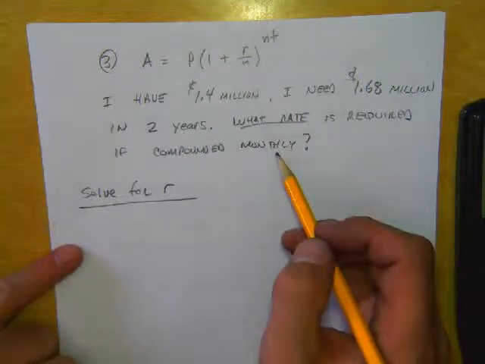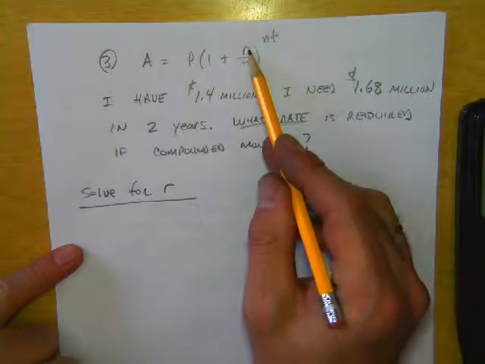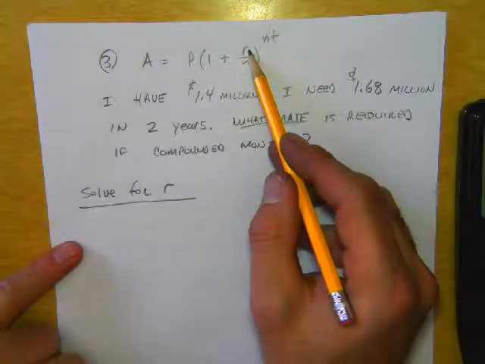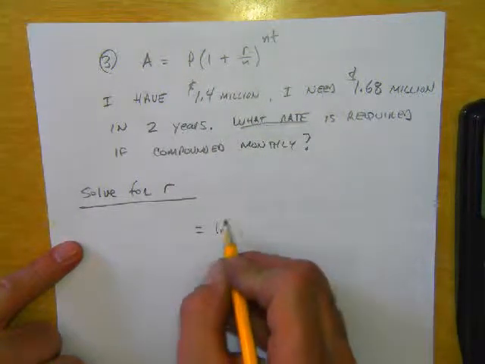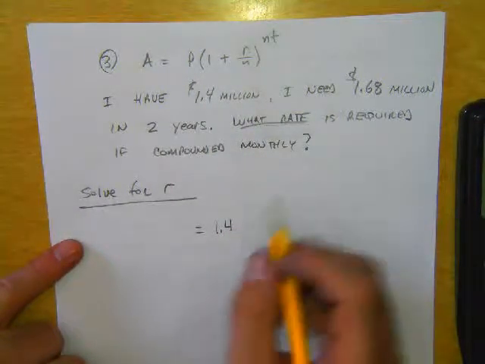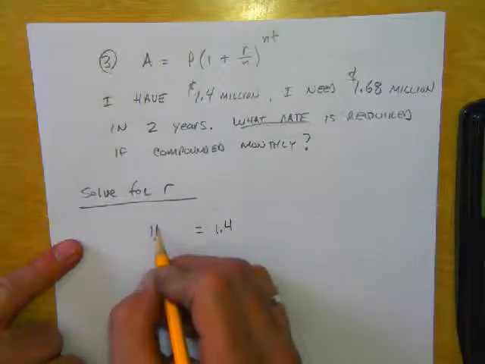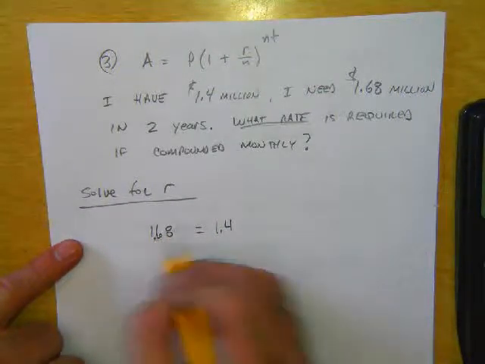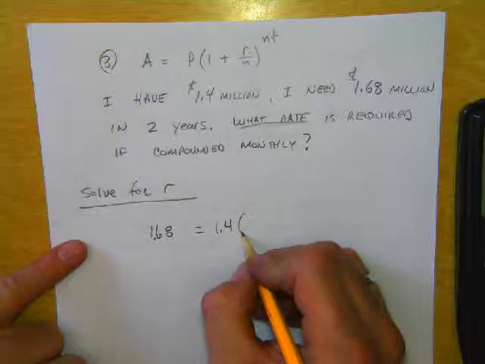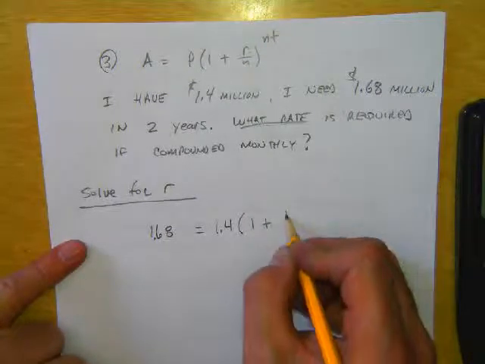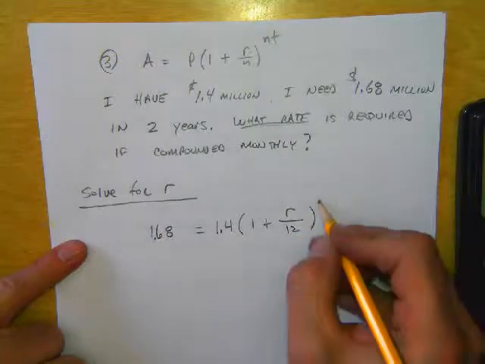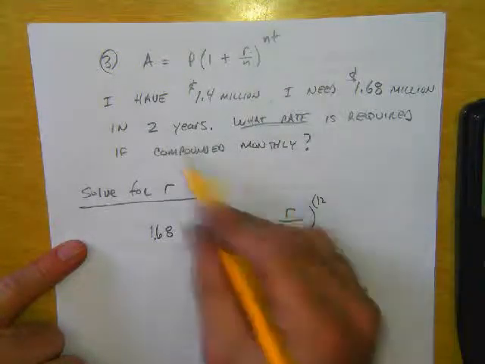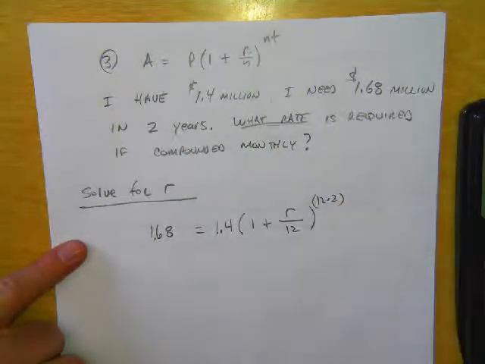Well, in this case, it's asking what rate, so we want to solve for R, so let's plug in all the other numbers. You have 1.4 million, and you need 1.68 million. So that's your present value and your future value. 1 plus, we want to solve for R. We're compounding monthly, and we want it in 2 years. So that's what we've got so far.